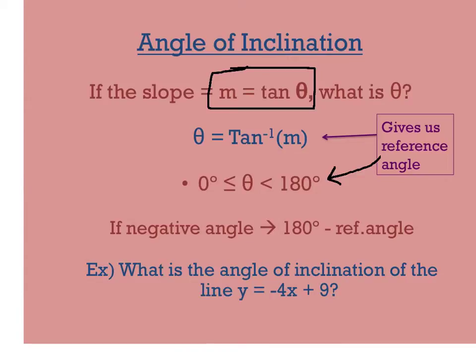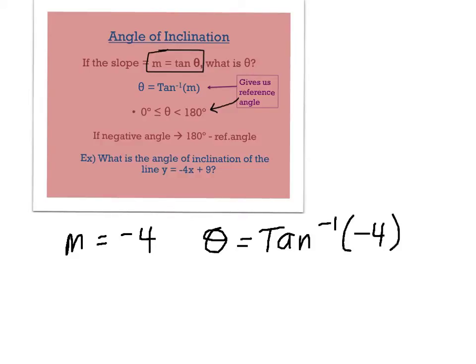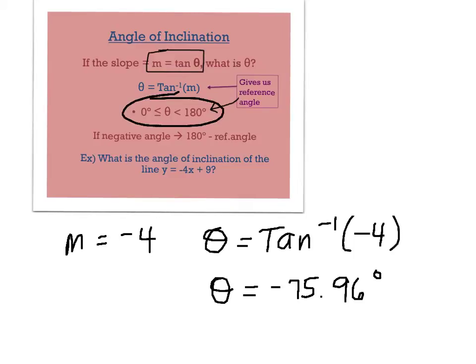So let's take a look at this example here. If we make some room for ourselves, it says, what is the angle of inclination of the line y equals negative 4x plus 9? Well, we know the slope here is negative 4. So in order to find our angle of inclination, we know we need to take the tan inverse of negative 4. Since our range here is given from 0 degrees to 180 degrees, I need to make sure my calculator is in degree mode. And when I take the inverse tangent of negative 4, I end up with theta equals negative 75.96 degrees. However, this doesn't fall into this range. So what can we do about that?